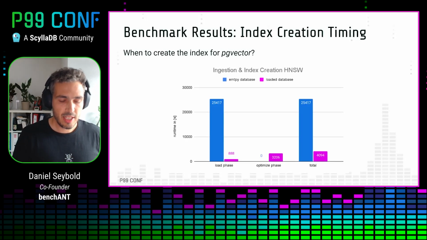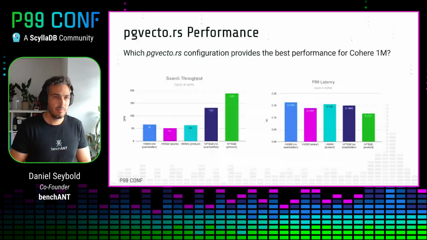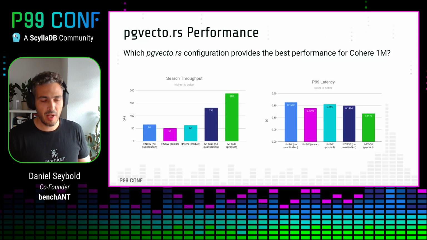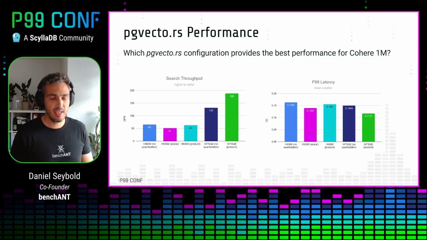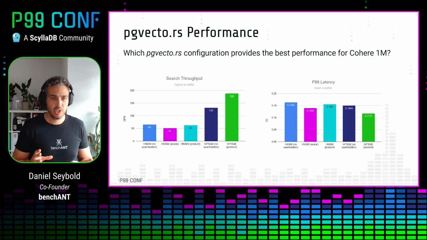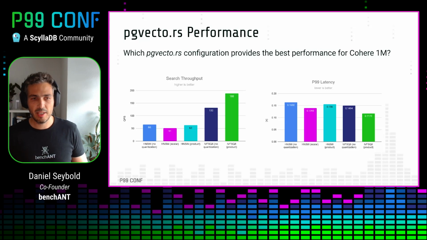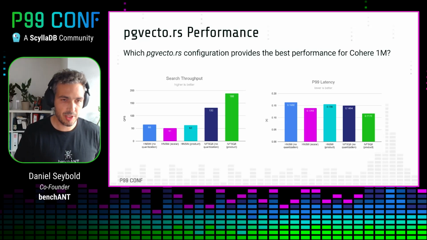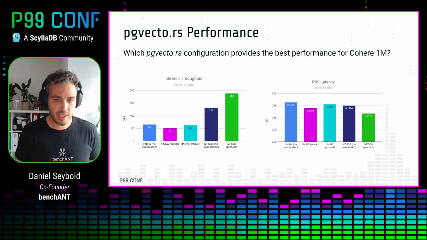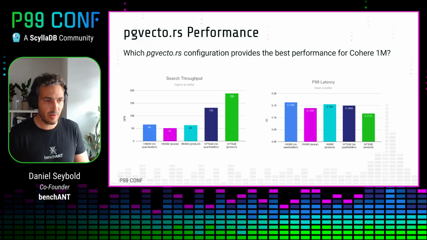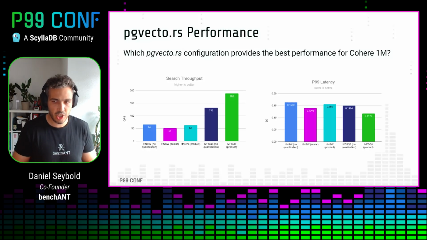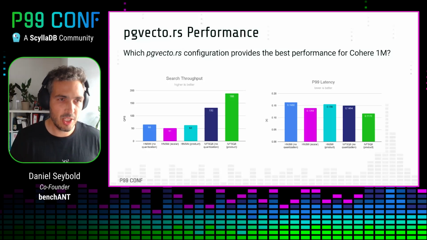In the third case study we're looking at, we looked at the extension pgvector.rs, which provides different index types together with the option in VectorDBBench to apply different quantization options. pgvector also supports that, but not yet via VectorDBBench and not in the extension of pgvector.rs.